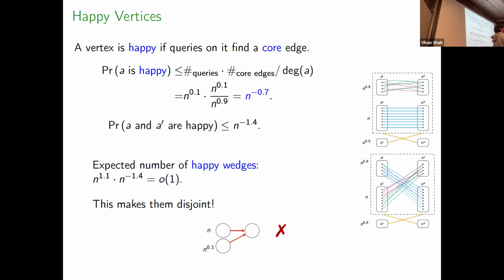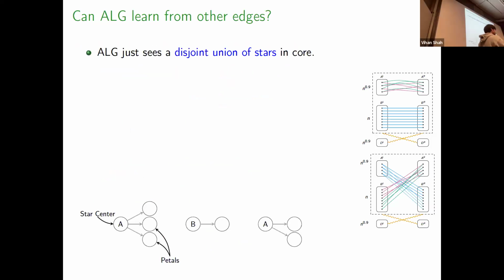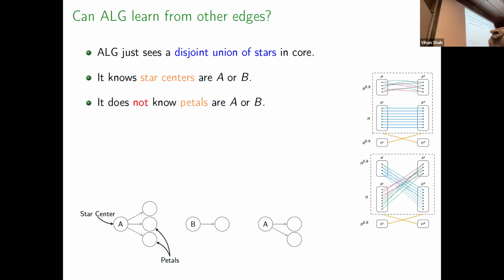You don't have to follow the calculation completely, but intuitively, I'm saying that the probability that two vertices here, both of them discover something in the code, is very small. So I'm really not going to see like an edge where both endpoints are happy. So I see a bunch of stars. And so if I know this endpoint of this edge is happy and is a star center now, then I will know that this guy has no edges found in the code. So I really don't know if it's an A vertex or a B vertex. All right. So we know where the star centers are, A and B, but we don't know if the petals are A.